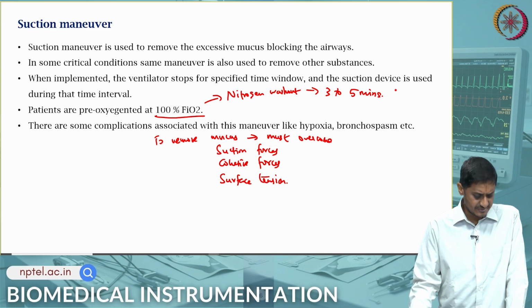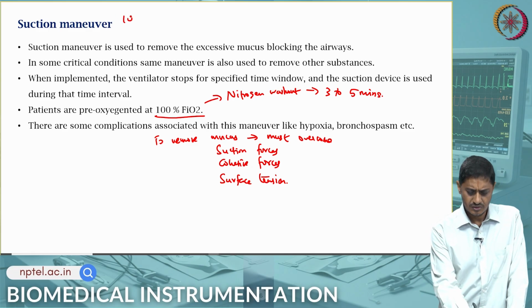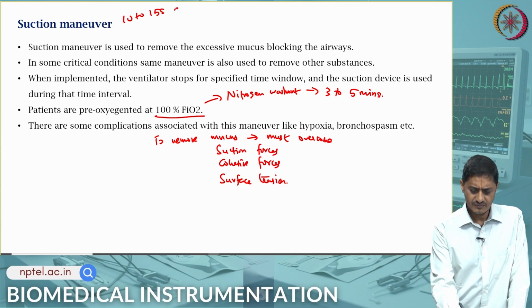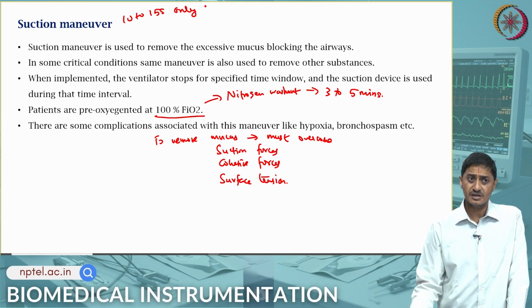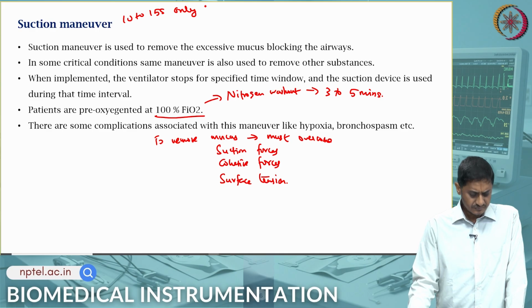There is a possibility of hypoxemia. You should perform this suction only for small periods of time, 10 to 15 seconds only, otherwise it could result in hypoxemia. You can also avoid bronchospasm by properly inserting the catheter, for example.